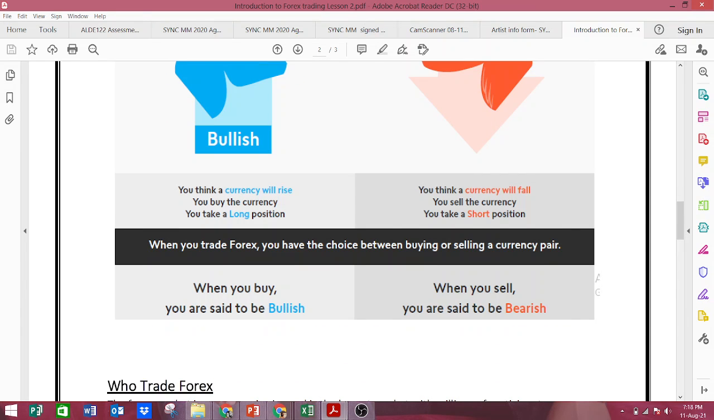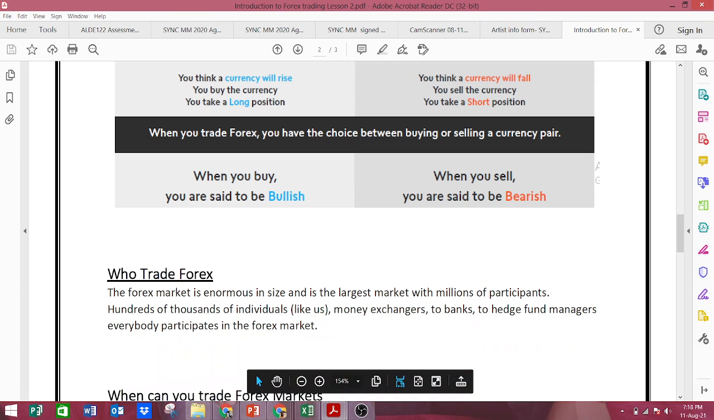When you trade Forex, you have the choice between buying or selling a currency pair. When you buy, you are said to be bullish. When you sell, you are said to be bearish. It's as simple as it puts itself here. So when the market is going up and you buy, you are said to be bullish. When you sell, when the market is going down, you are said to be bearish.